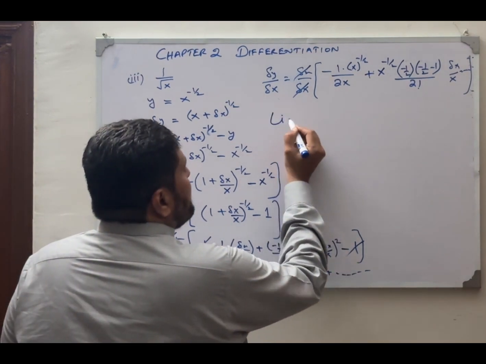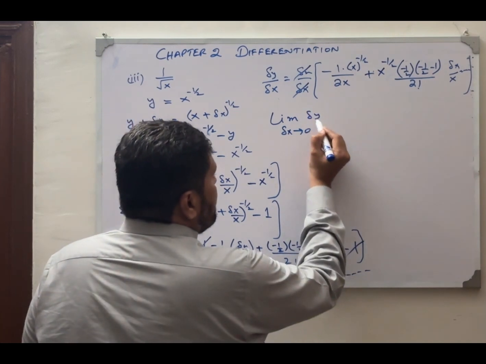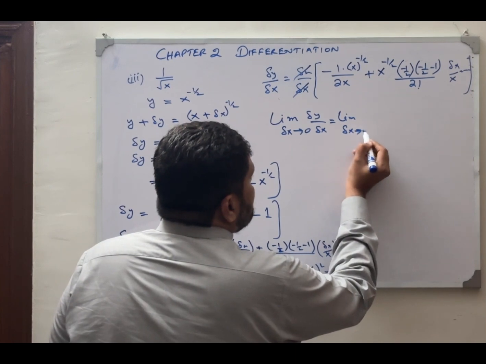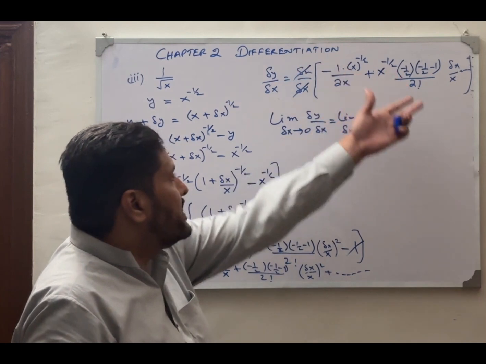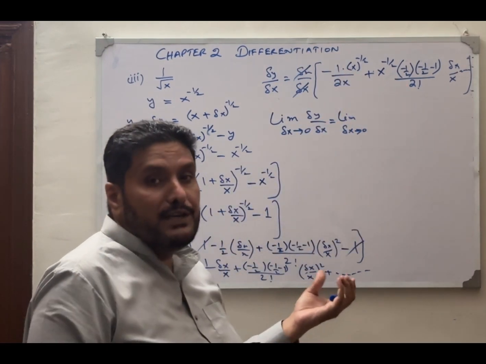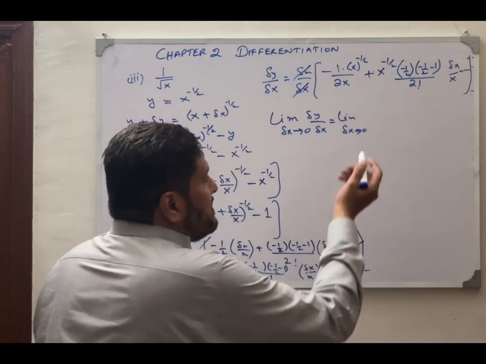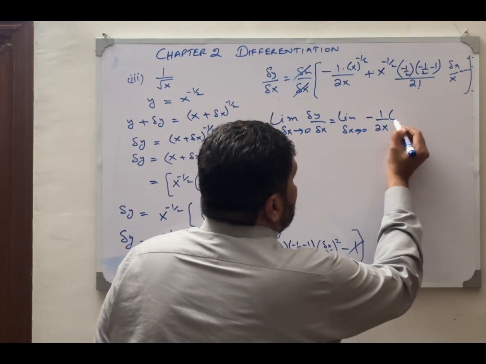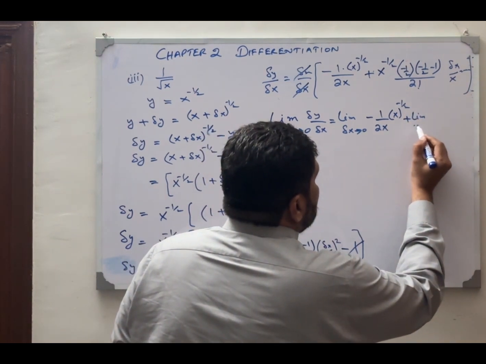So by applying limit, this will become limit delta x approaches to 0 delta y by delta x, this is equal to limit delta x approaches to 0. Applying limit individually on both terms, we can apply that, or we can write that in bracket and apply single limit on both of them. So we can do that either taking limit individually or taking limit on both of these two expressions. So I am applying individually, so this will become minus 1 by 2x x power minus 1 by 2 plus limit.